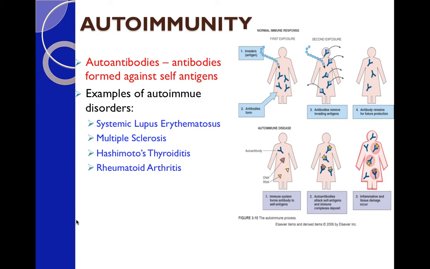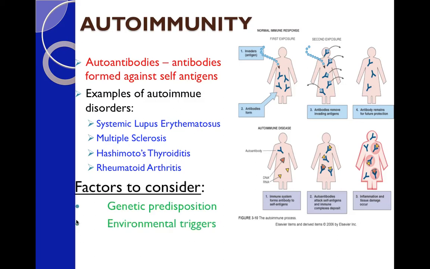MS is a demyelination of the nerve fibers, so you lose that coordinated nerve impulse function. Hashimoto's thyroiditis is an example of hypothyroidism, so you get decreased thyroxine production, which decreases metabolism. And rheumatoid arthritis is another example where the immune system targets the synovial membrane in the joints and causes inflammation, pain, and deformity in some cases of the joints.